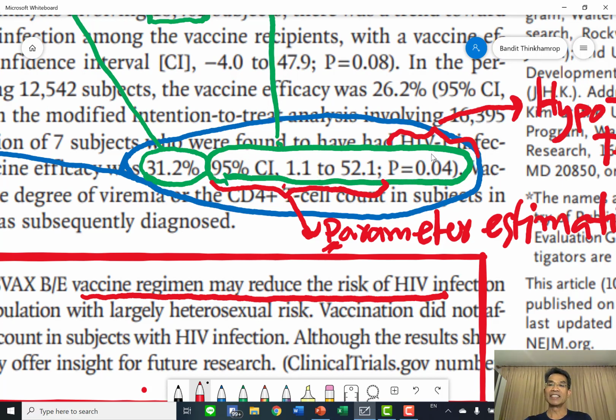The second component is hypothesis testing. What does it mean here? It means that there is a hypothesis. Usually, if we have two groups to compare, if the two groups, vaccinated and non-vaccinated, have the same infection rate, that means the vaccine has no efficacy. This is the null hypothesis, no efficacy. And the alternative would be there is efficacy. So that's an easy example.